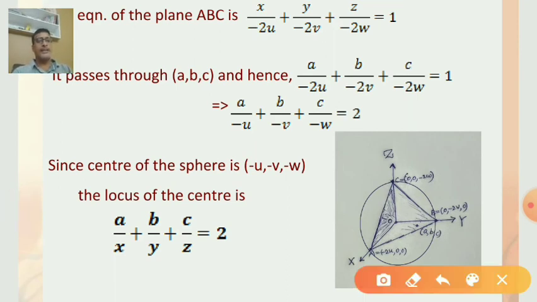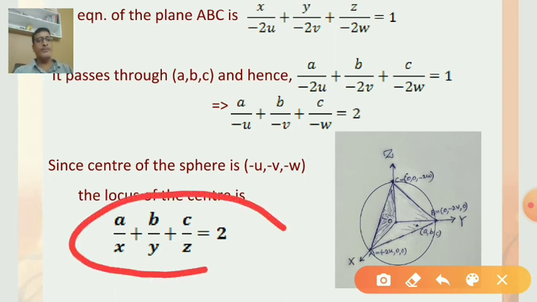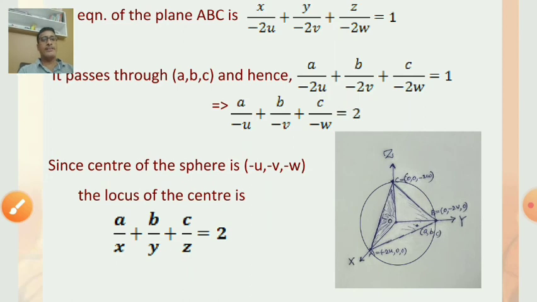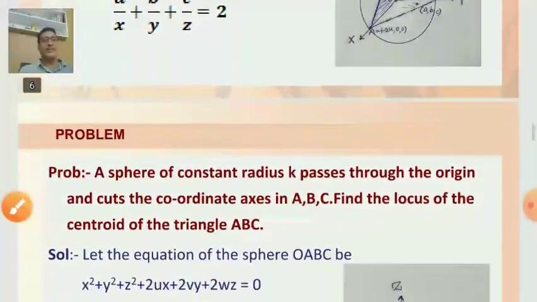With this technique, we can say that a by x plus b by y plus c by z is equal to 2 is the required locus, where minus u is taken as x, minus v is taken as y, and minus w is taken as z. This is the required locus, hence the proof is over. So here you can see another problem.